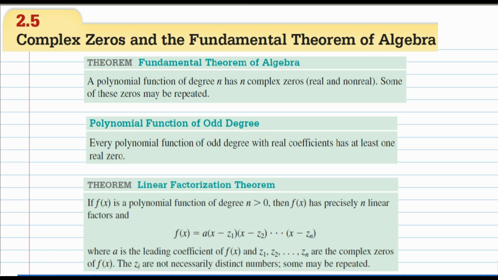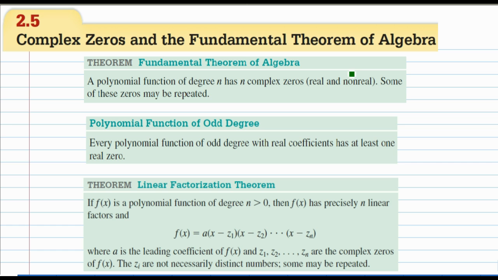We had a theorem in the last section that said a polynomial of degree n has at most n real zeros, but we saw that it didn't have to have all real zeros. If you had a degree 5 polynomial, it could have had only 3 zeros. Well, now the fundamental theorem of algebra tells us that a polynomial function of degree n has n complex zeros. Complex means both real and non-real, or as you know them, imaginary.